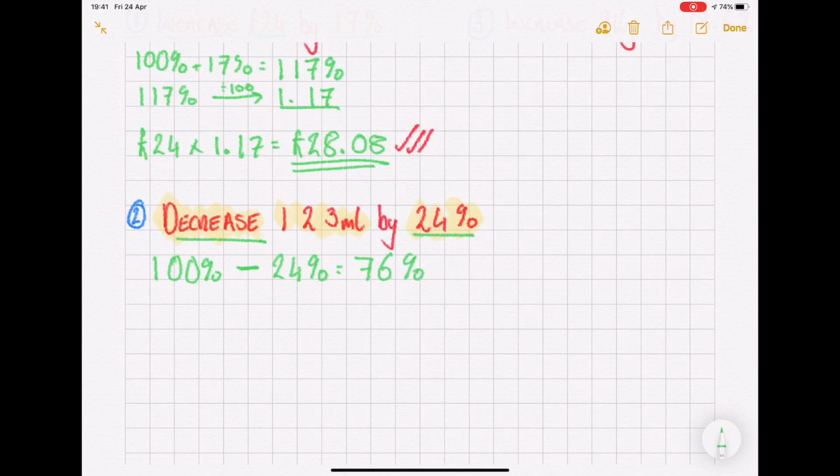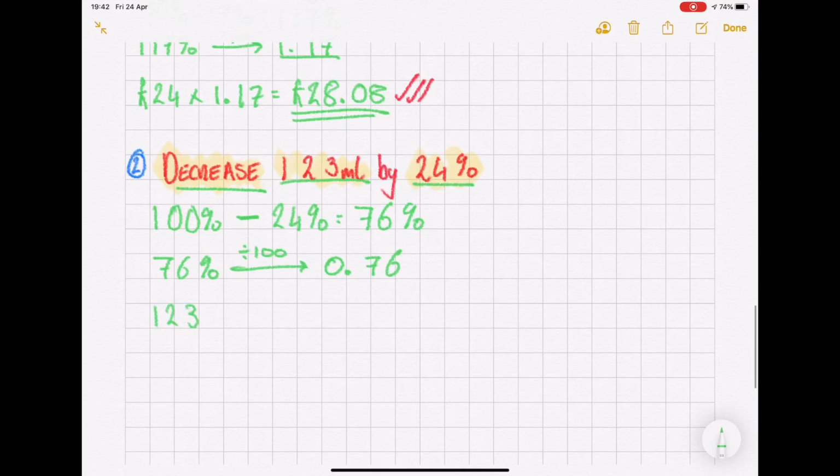Now I need to find my percentage multiplier, so 76% divided by 100 gives me 0.76. Now I take my amount, which is 123 millilitres, and I times that by my percentage multiplier, which is 0.76. If I do that on my calculator, 123 times 0.76 gives me 93.48 millilitres. And that's my final answer.